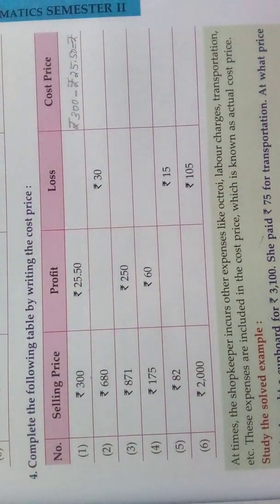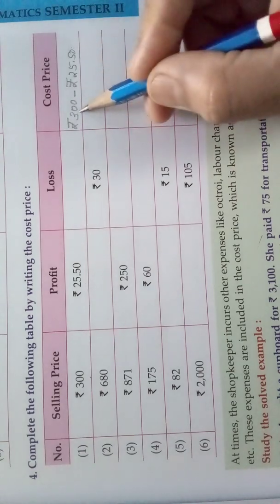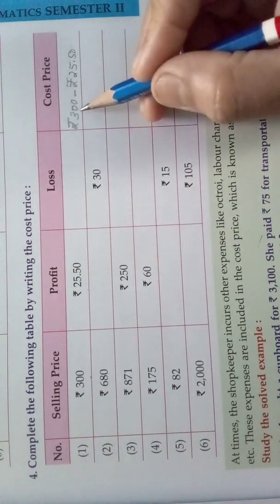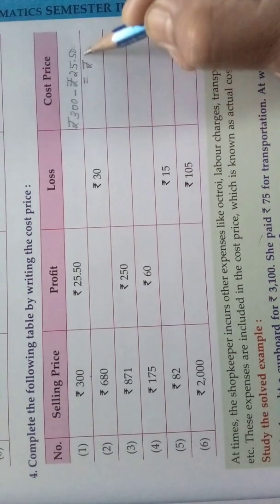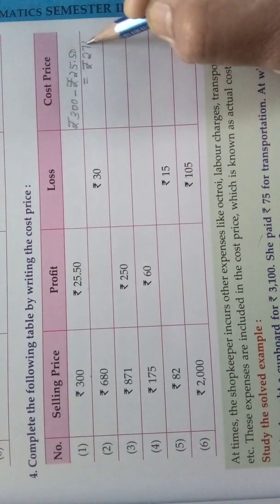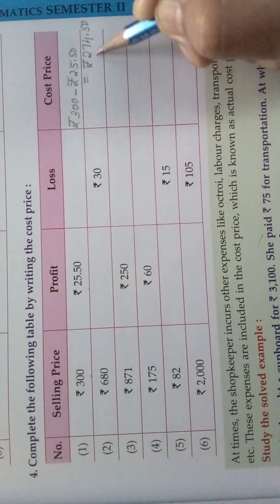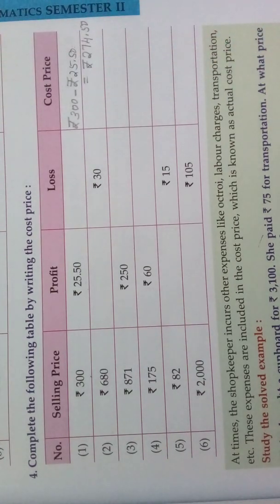Come, we will do this. So, if you subtract 25 rupees 50 paise from 300, you will get 274 rupees 50 paise. So, this will be the cost price. Understood, children? See, come, we will see the next one.